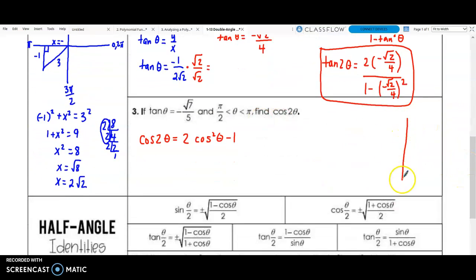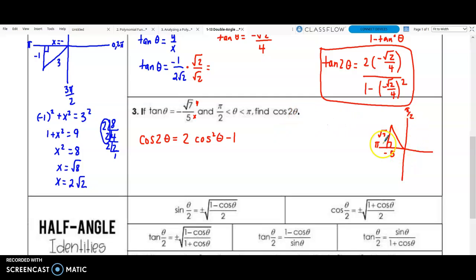If we're looking between pi halves and pi, this is pi halves, here's pi. My triangle is in quadrant 2. Tangent is y over x. Y is square root of 7, and x is 5, and that'll be the negative one. Oh, sorry, wrong. The 5 will be negative. X is negative.